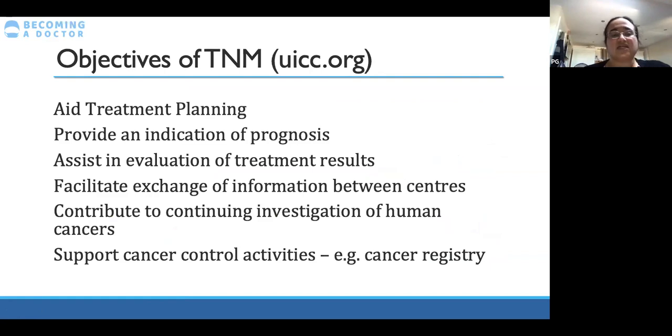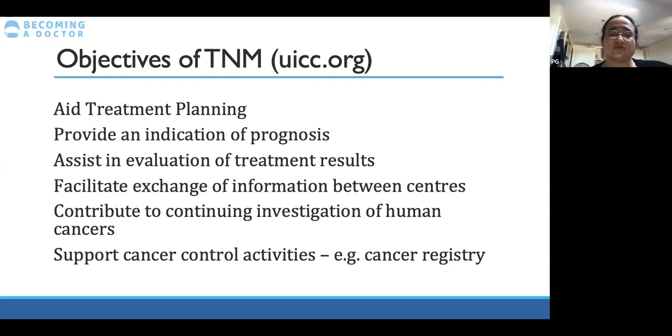So these are the objectives of TNM. It's taken from the uicc.org website, talking about aiding treatment planning, which is probably the most important thing, providing an indication of prognosis, and then also the important thing, I think, is consistency. So you have lots of different cancer centers, different people making diagnoses and interpreting the radiology. The TNM enables a consistency of information, so that when I say this is a T2N1 M0 disease, then the other person will know exactly what I'm talking about. So it enables that facilitation of information exchange.